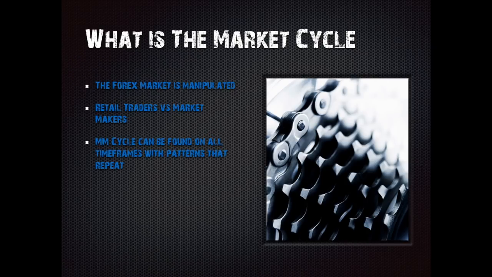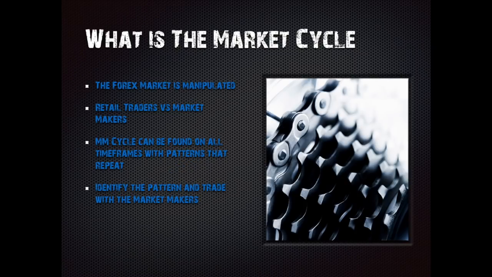Now, the market maker cycle can be found on all time frames, with patterns that repeat themselves over and over again. I'm going to show you what it looks like once we get into the charts, but the pattern itself goes on anywhere from 2 to 5 days, and then it repeats itself.